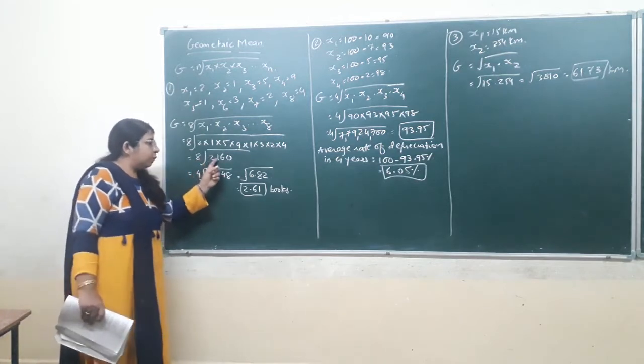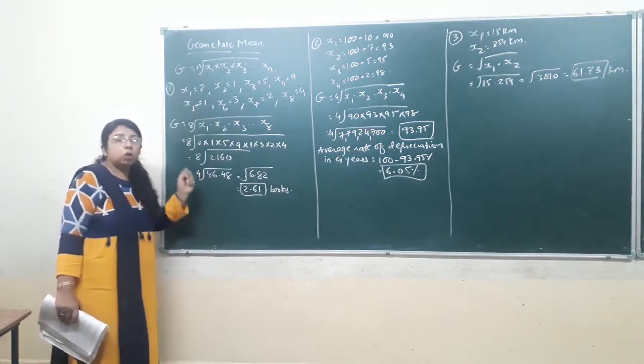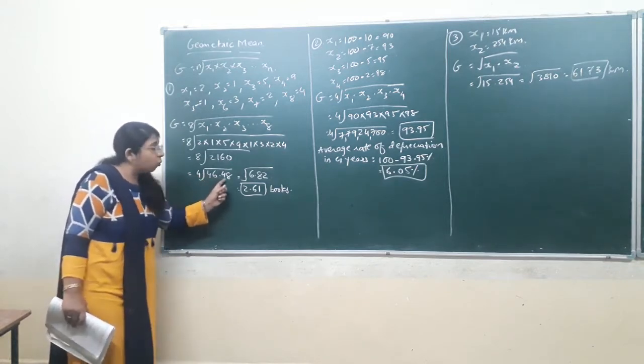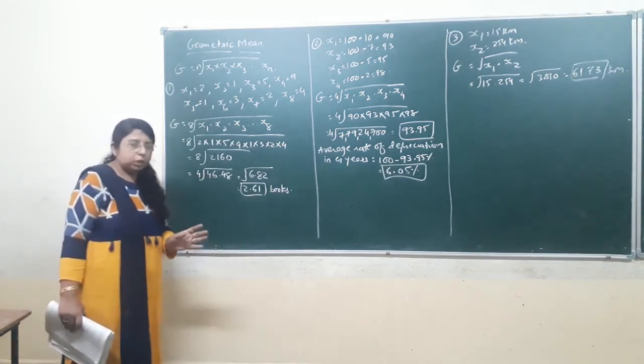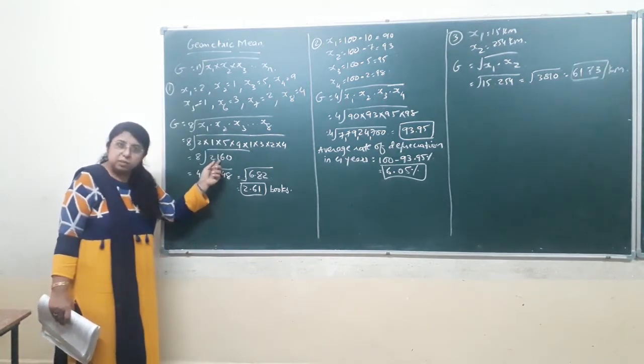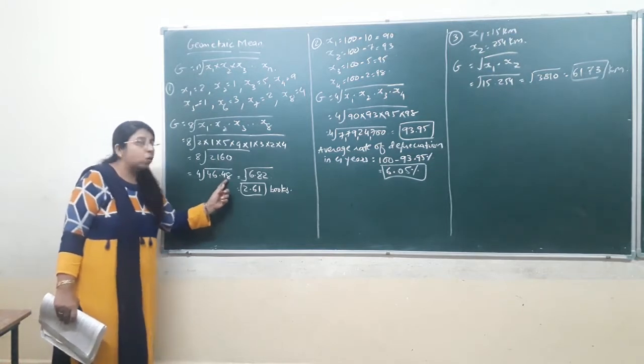First of all, you will find the square root of 2160. Then you will get the answer, that is 46.48. This you have to do with a calculator only. So the root of 2160 gives you 46.48.